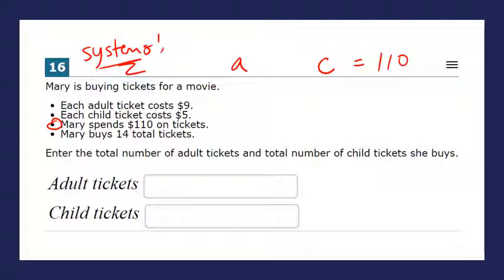Now, what I know is that each adult ticket costs $9. That can be represented by 9 times A, plus a child ticket that costs $5. So what I have here is one equation that tells me how much I spent.